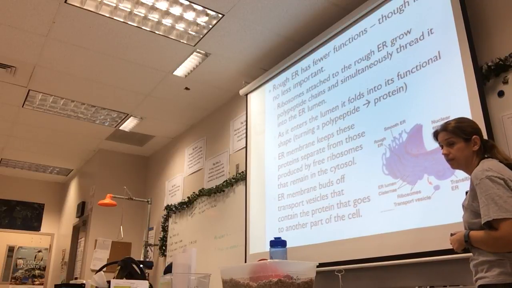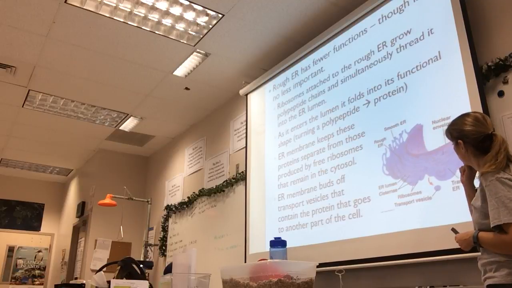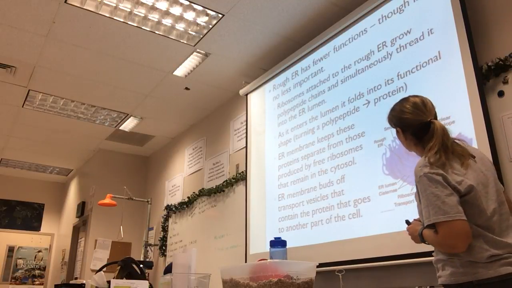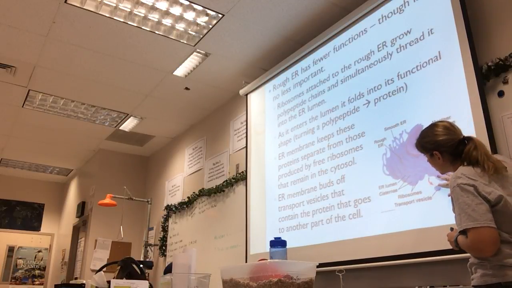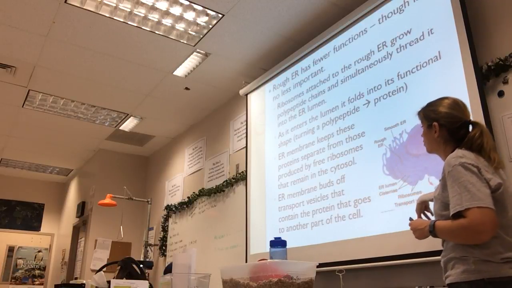Golgi apparatus. Okay, yes? So the transport vesicle could have a different pH than the inside of that transport vesicle? Yes, it can. Absolutely can. So it's keeping these proteins separate, okay, over here, from the ones that are being produced by the free ribosomes that are floating around in the cytosol.